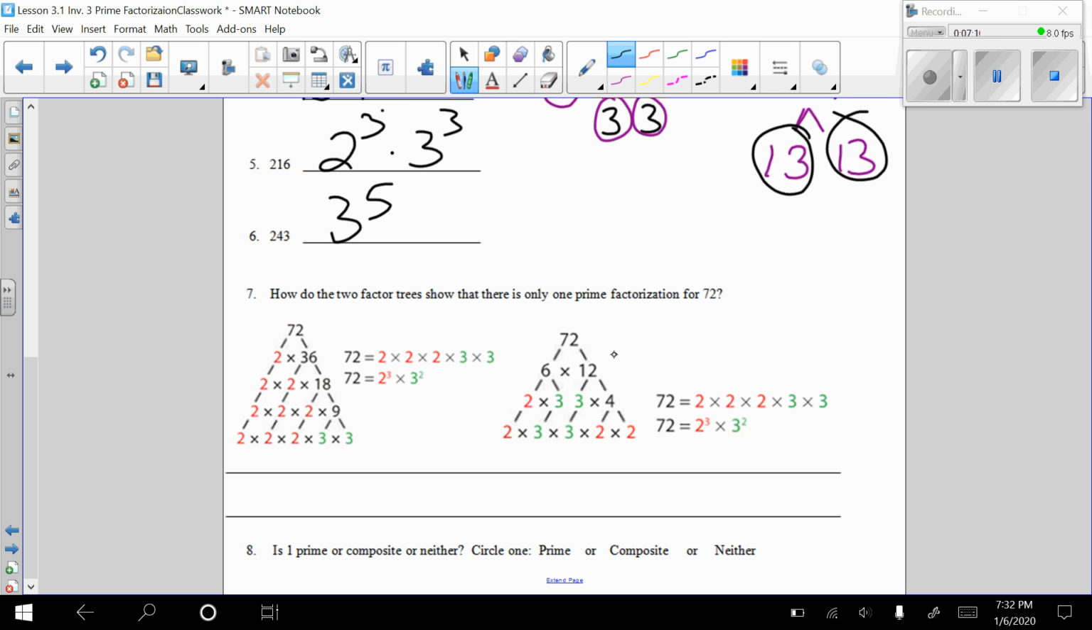Is one a prime or composite number, or neither? One is neither prime nor composite because it doesn't have any other factors but 1.